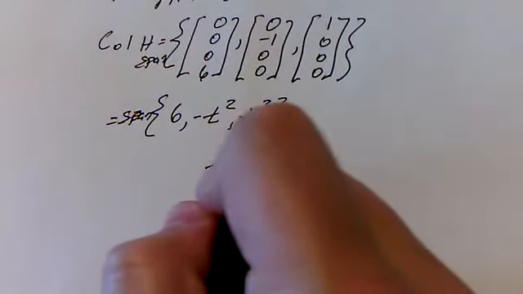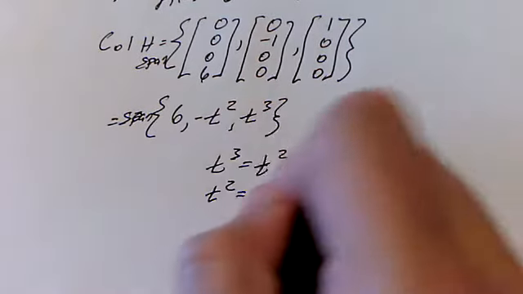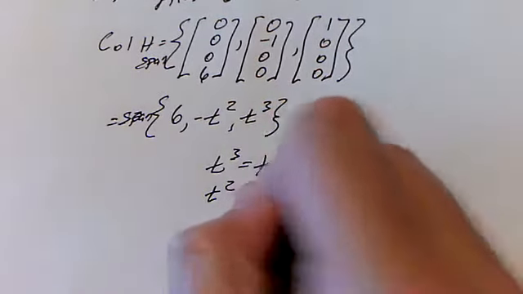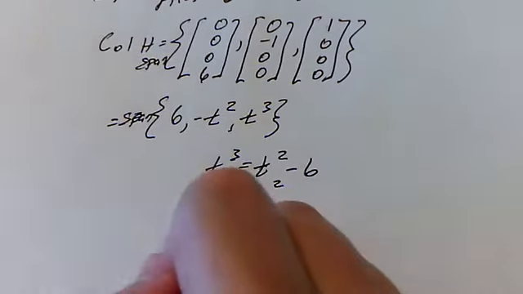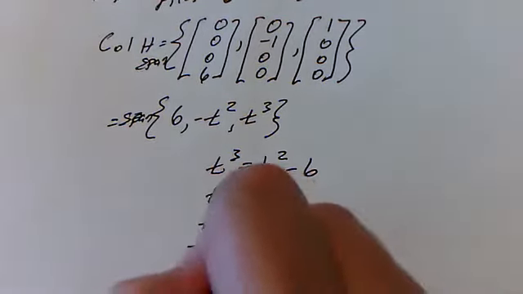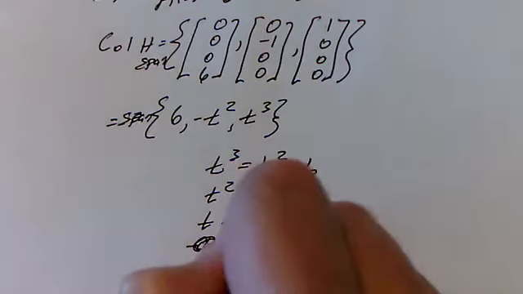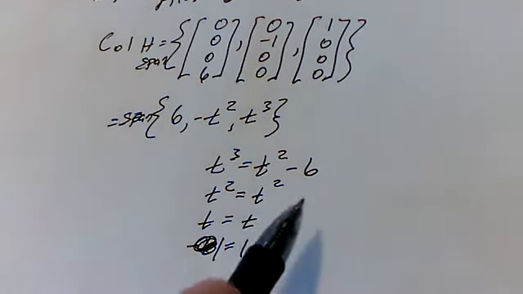Now, because I only have the one equation, my other three variables, I should say, are free. t squared is equal to t squared. t is equal to t. In this case, negative 6 is not negative 6. 1 is equal to 1, right? Those are all three variables. All free variables.